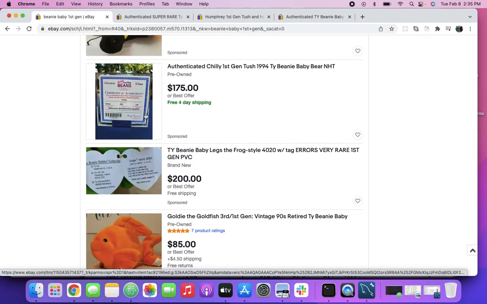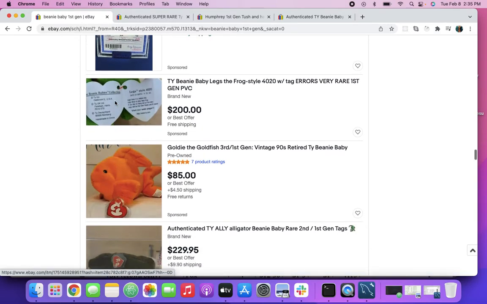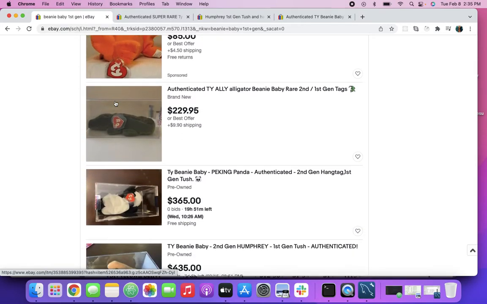Let's see, authenticated chili, no hang tag. I got mine for 50. I remember I probably overpaid, but I went anywhere from like 40 to 80, or 40 to 60. You get the gist, right?